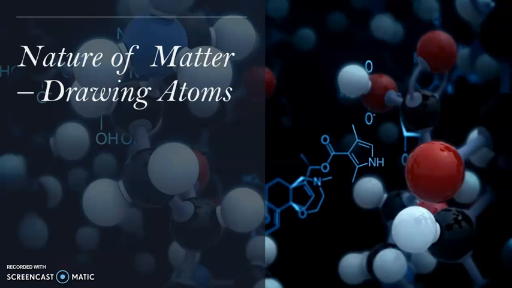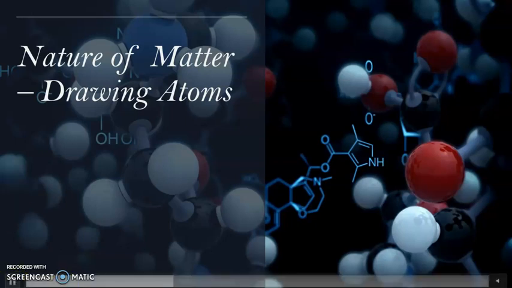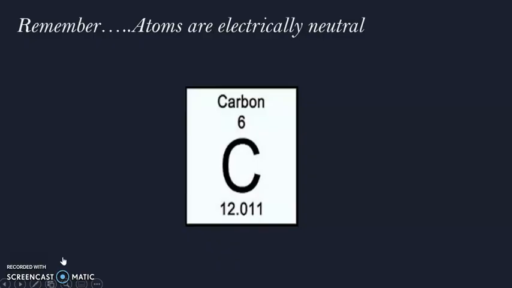Today we are going to learn how to draw atoms. If we can learn how to draw atoms, we will get a better understanding of how they interact. The next thing we're going to talk about is how they interact, how they bond together and make molecules. Well, if we can draw them, we can better understand that. So let's take a look.